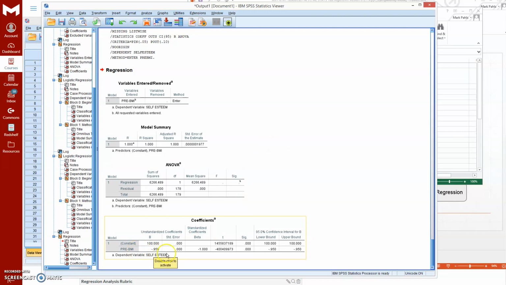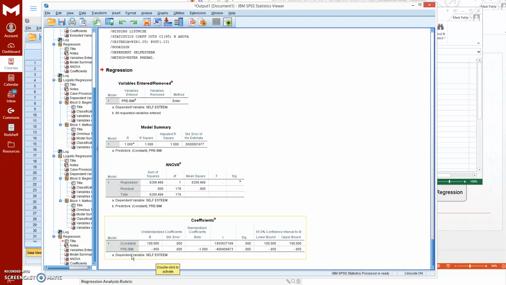And you can see here that the significance level is low, less than 0.001. So pre-BMI can be considered a significant factor in predicting self-esteem. This is the information you need right here. That's what tells the tale. Then your prediction equation would be self-esteem equals your constant value, so equals 100 minus 0.95 times pre-BMI.